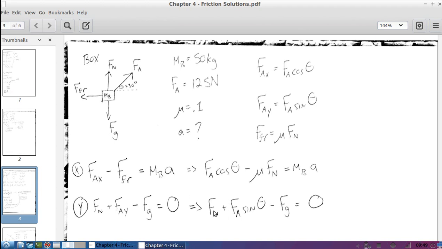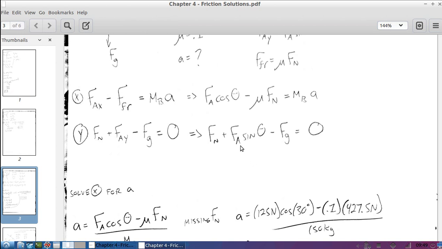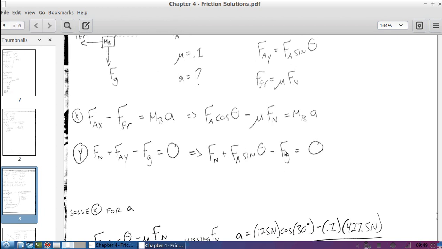So the normal force plus Fa sine theta, that's my y component, minus the gravitational force is equal to 0. We're assuming that the box is not leaving the surface any time during this problem. So the net force in the y direction is 0. I'm going to need to solve for the normal force because I'm going to need the frictional force to find the acceleration of the object. But I can calculate this. I've got the applied force, the gravitational force, and theta, so I'll be able to calculate the normal force when I need it.